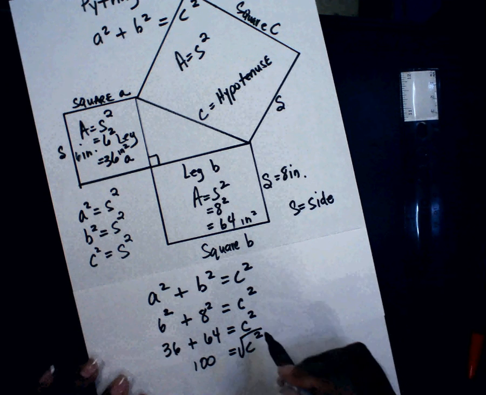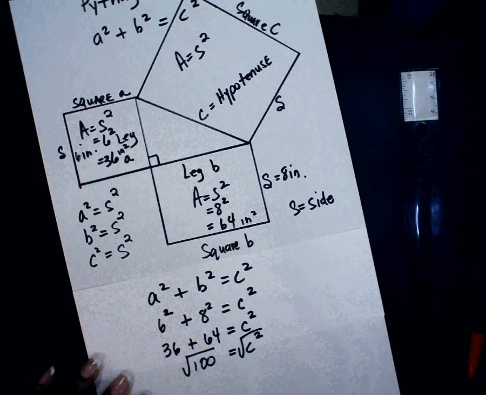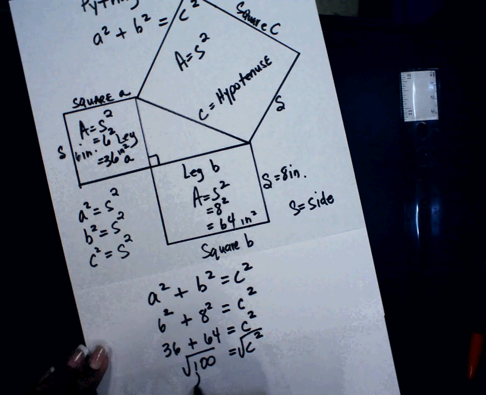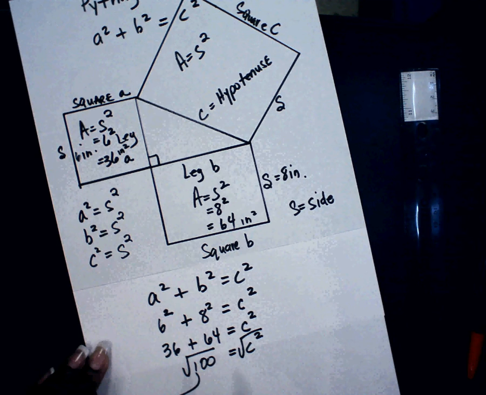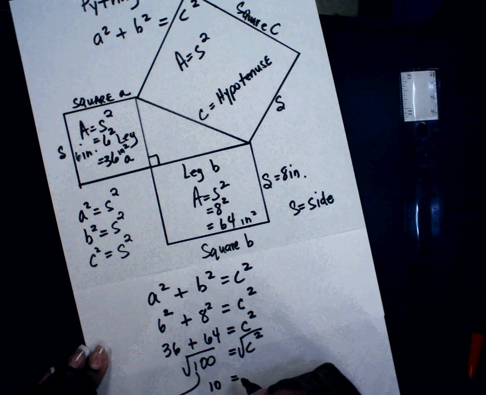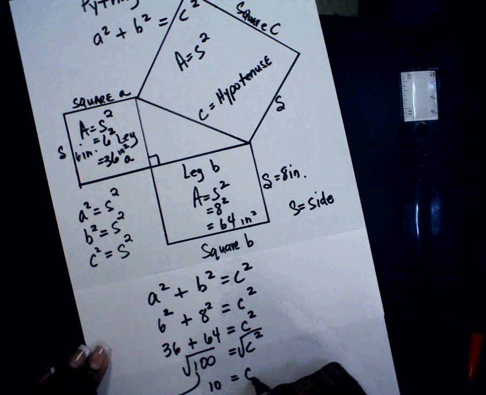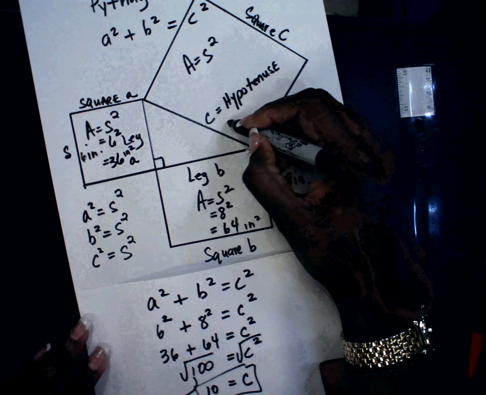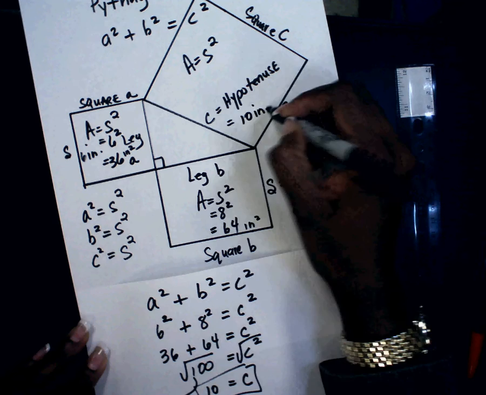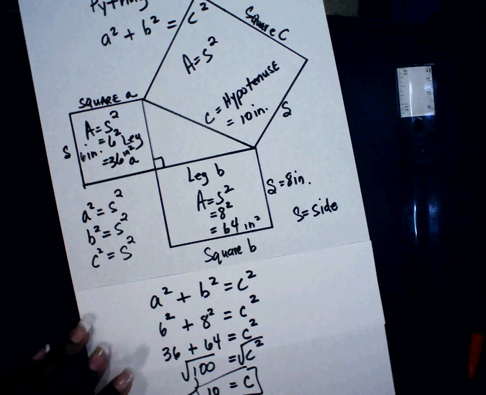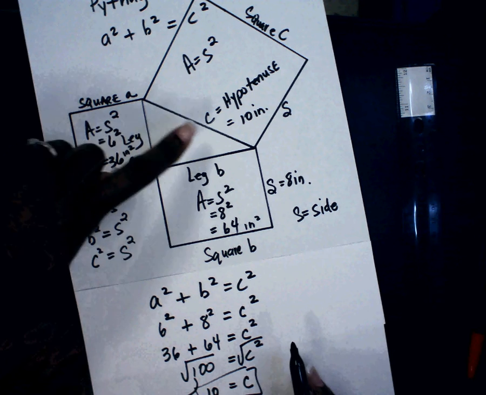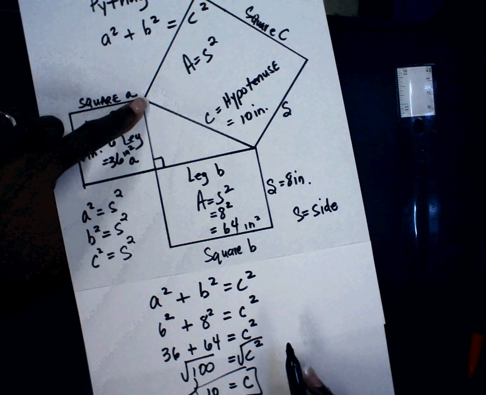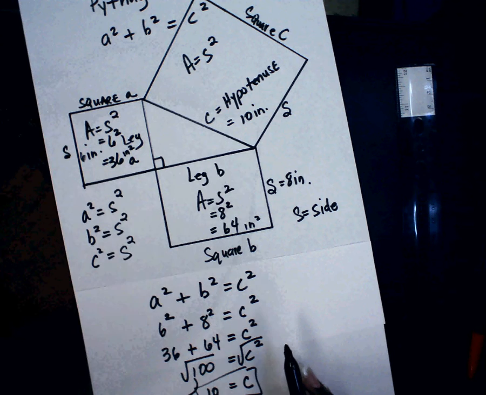So we take the square root of C squared, the square root of 100, and the 100 is a perfect square. So that means that the square root of this number is going to be a whole number. And so the square root of 100 is 10, equals the square root of C squared, which is just C. So now we found that our hypotenuse is 10 inches.